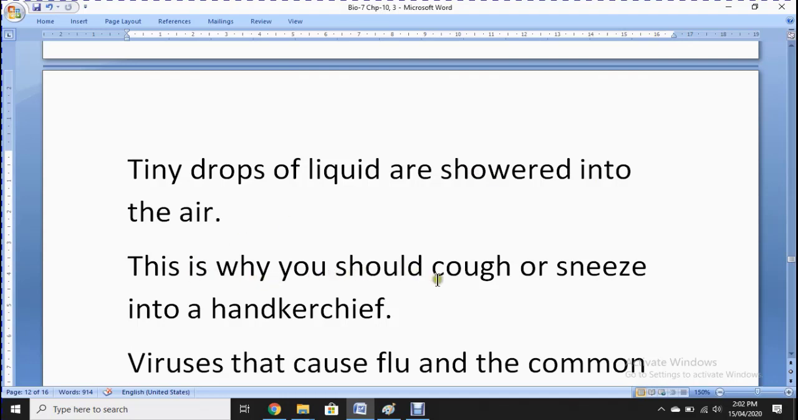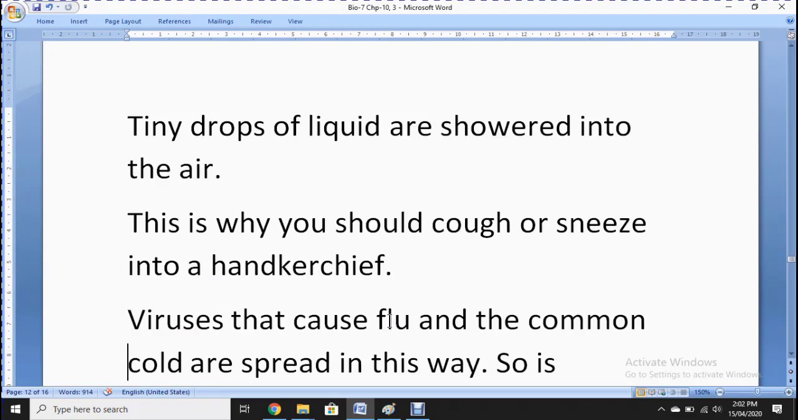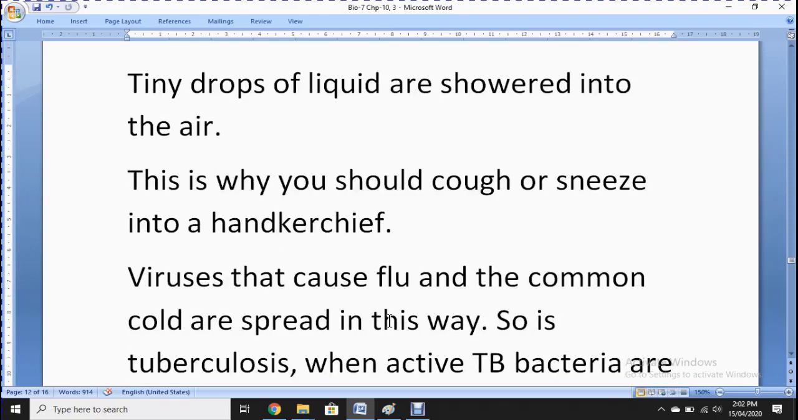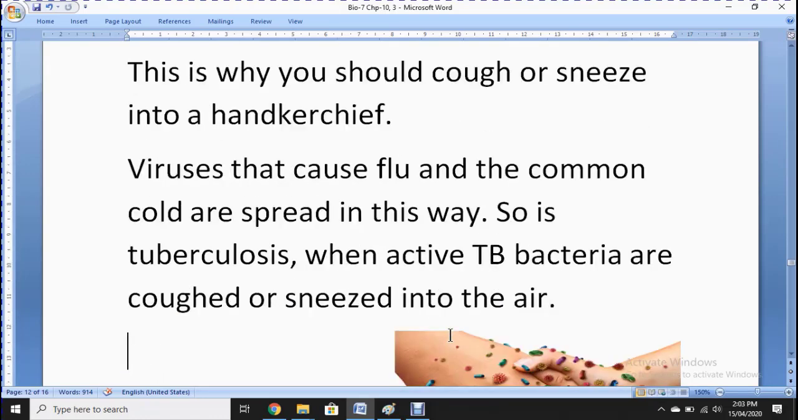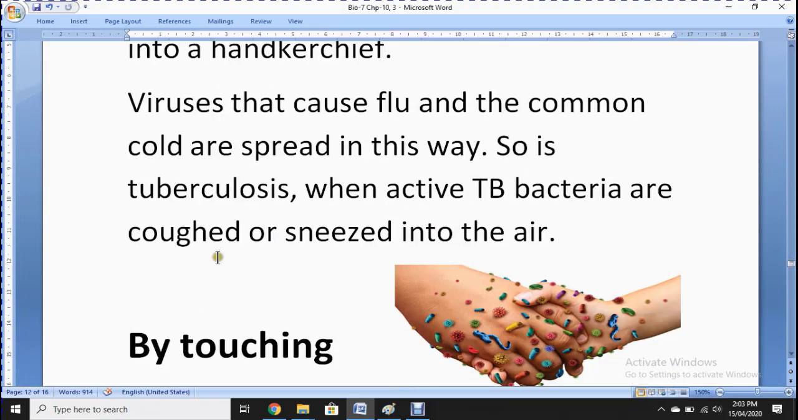This is why you should cough or sneeze into a handkerchief. You should use some type of tissue paper. You can use your elbow to minimize the things that you throw into the air. Viruses that cause flu and the common cold are spread in this way. So is tuberculosis, when active TB bacteria are coughed or sneezed into the air.